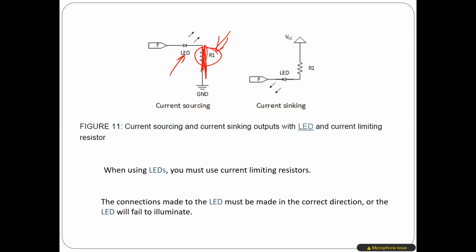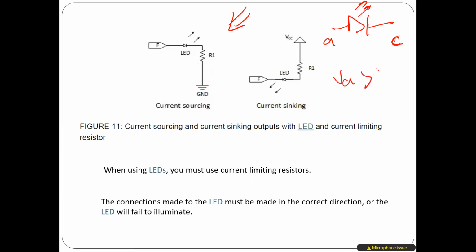This resistance is called a current limiting resistor. The purpose of this resistor is to reduce the current, otherwise the LED can burn out. As you see in this figure, and I forgot to tell you, this is an LED, this is the anode and this is the cathode. If I want to turn the light on, the voltage of the anode has to be greater than the voltage of the cathode. Otherwise, it's going to be off.